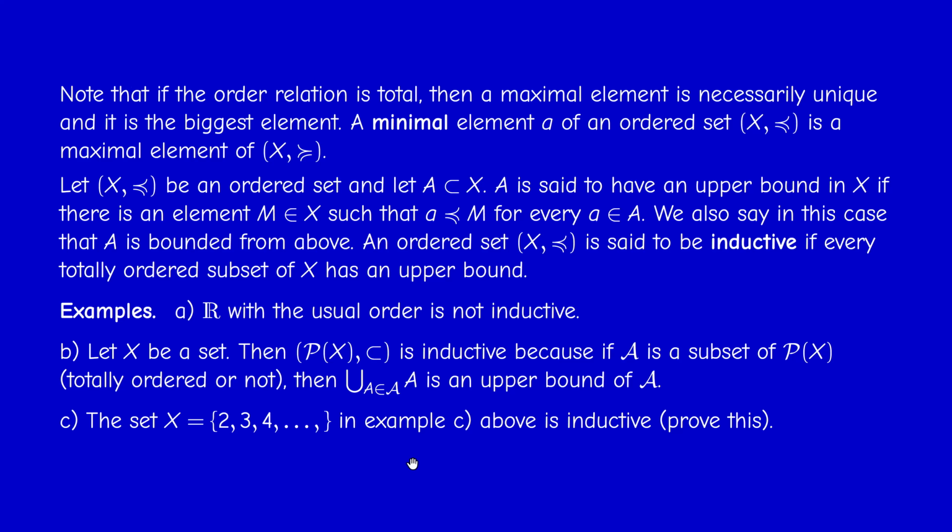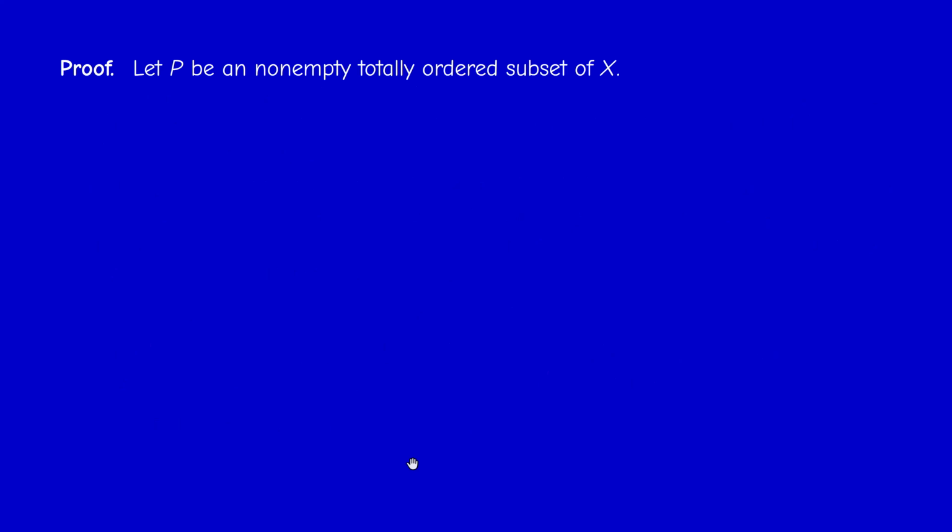Less trivial example, the set 2, 3, 4, etc. with the relation where A is related to B if B divides A. This is also inductive. It's a very good exercise. I want you to pause the video and try to prove this. So I have to consider a totally ordered subset of X, which cannot be X itself because X is not totally ordered, as we said. But we have to take a subset which is totally ordered. For example, 3, 6, 12 is totally ordered, because we can arrange it: 12 less than 6 less than 3 in this order because it's inverse. But now I'll give you the proof.